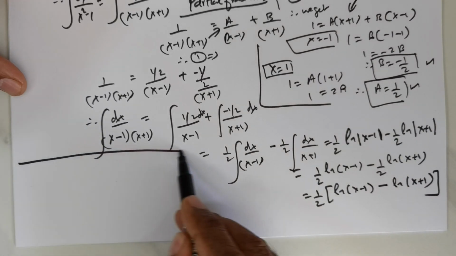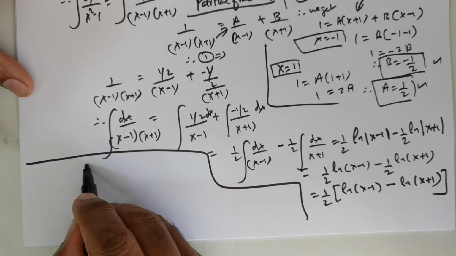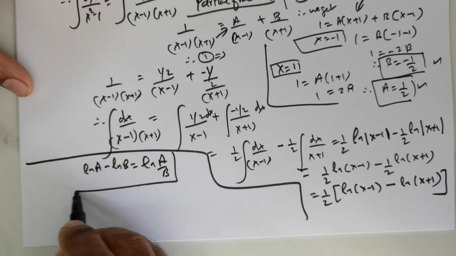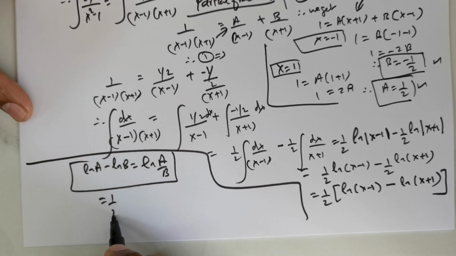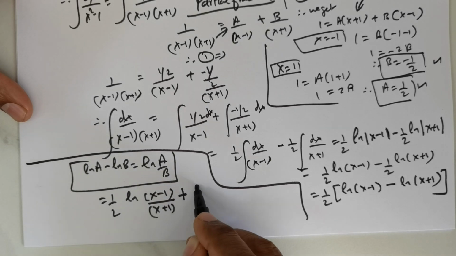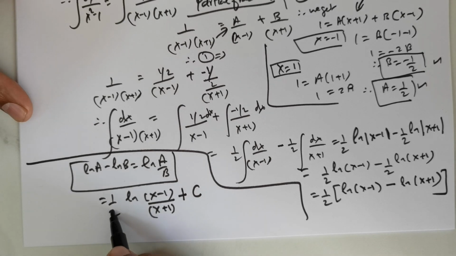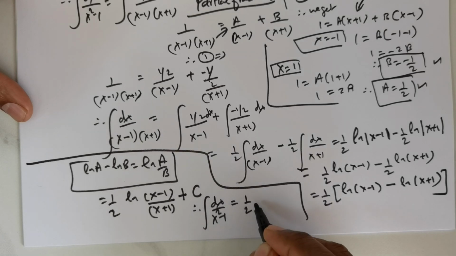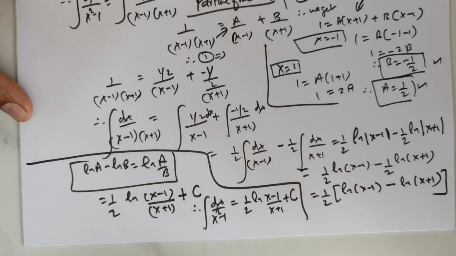Now ln of a minus ln of b is rewritten as ln of a over b. So I would like to utilize that formula. So this is equal to 1 over 2 times ln of (x minus 1) divided by (x plus 1), plus an arbitrary constant. So this is the outcome, this is the value that I have got. Therefore the integral of dx over x squared minus 1 is equal to 1 over 2 times ln of (x minus 1) divided by (x plus 1), plus an arbitrary constant. Now this is the final solution for this question.